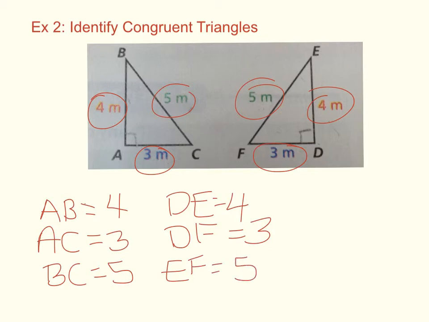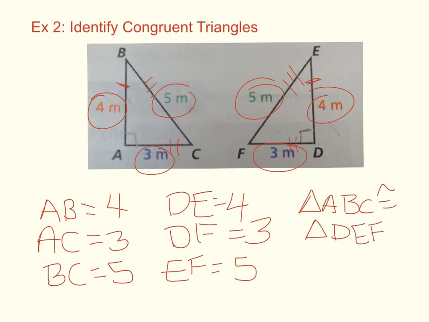So each side has a congruent side. Side BA here is congruent to side ED, and then side AC is congruent to side DF, and finally BC is congruent to EF. So because of the side, side, side rule, triangle ABC is congruent to triangle DEF. If you flip one triangle over onto the other one, it will fit exactly on top.